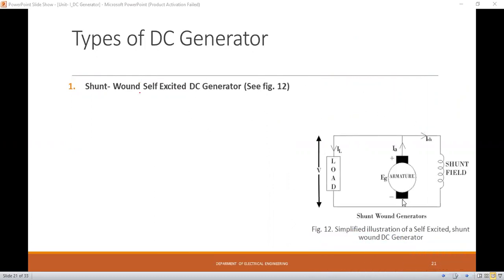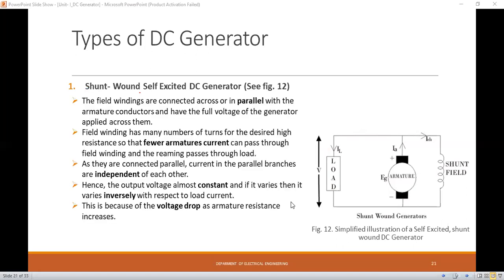See, in the case of a shunt generator, why is it called a shunt generator? According to the connection of the field winding with the armature winding. In the case of a shunt generator, the field winding is connected in parallel with the armature winding. So we can call it a shunt wound self-excited DC generator.